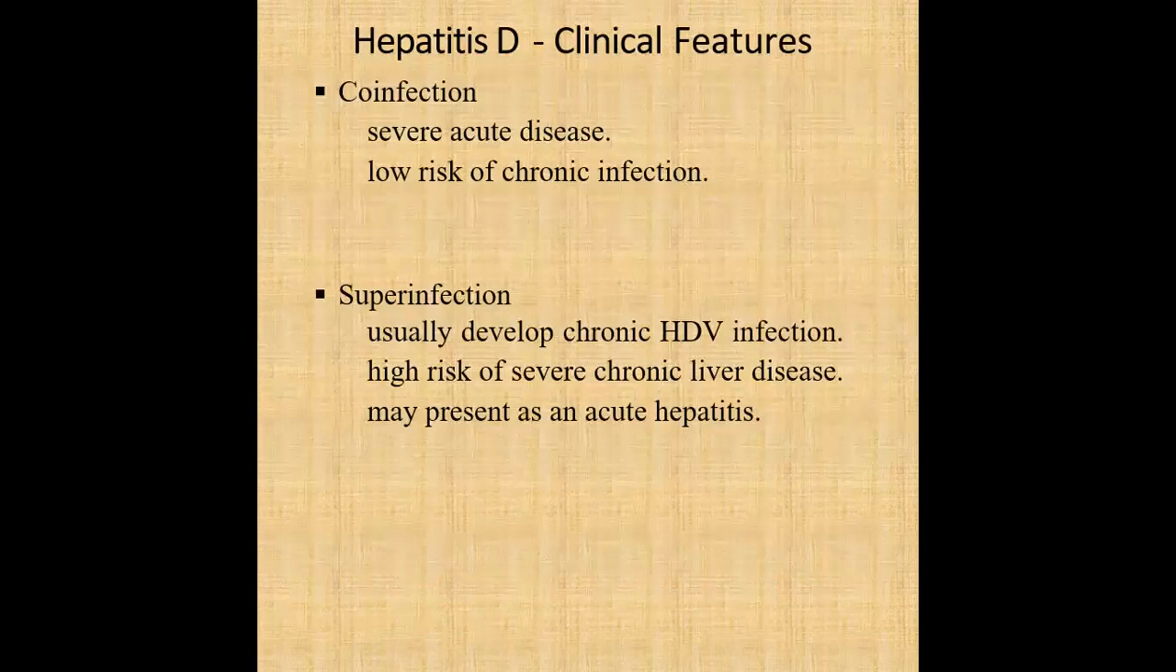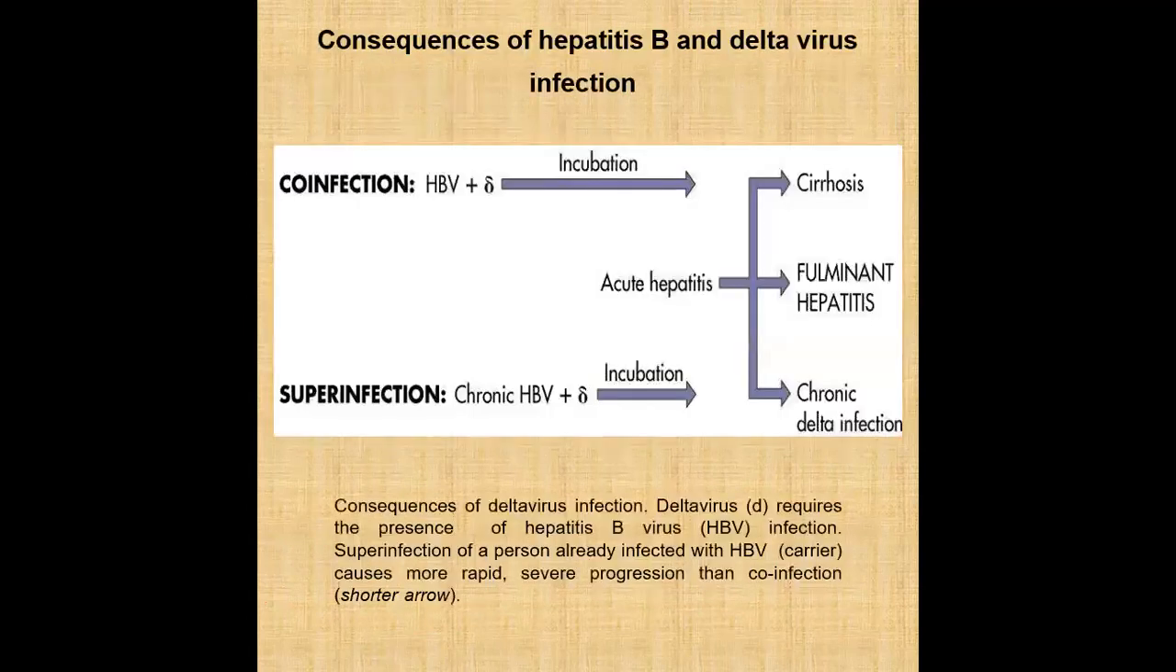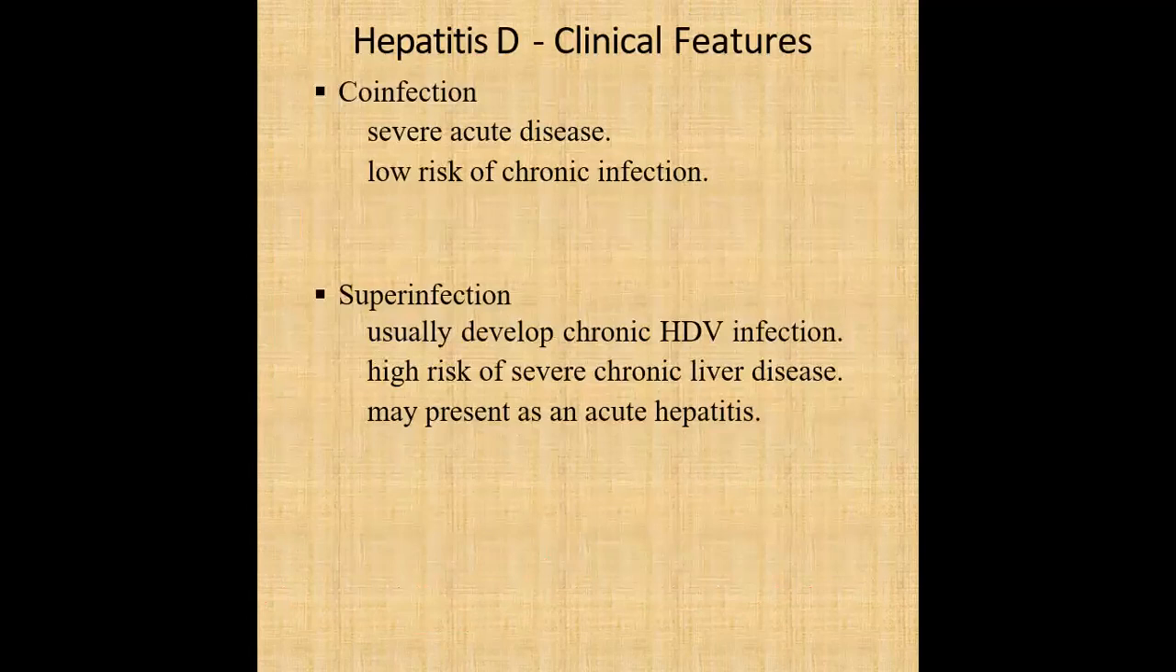Now, hepatitis D clinical features. Hepatitis D is transferred because of co-infection, which means severe acute disease is carried out. This co-infection is transferred when a patient is highly infected and someone comes in contact with him or her, and because of that the transmission is carried out.